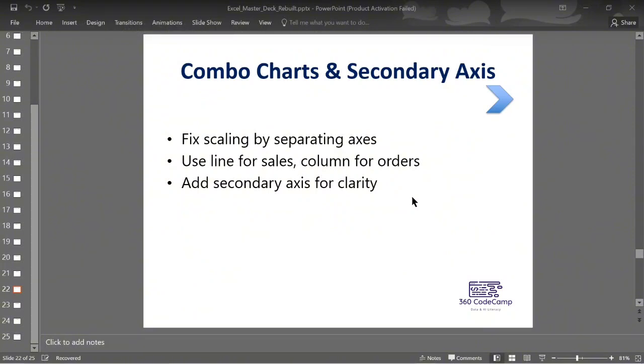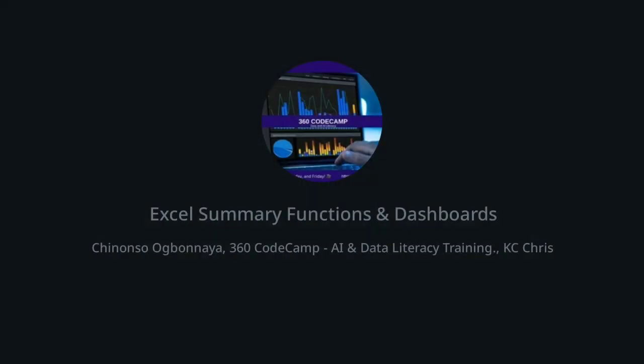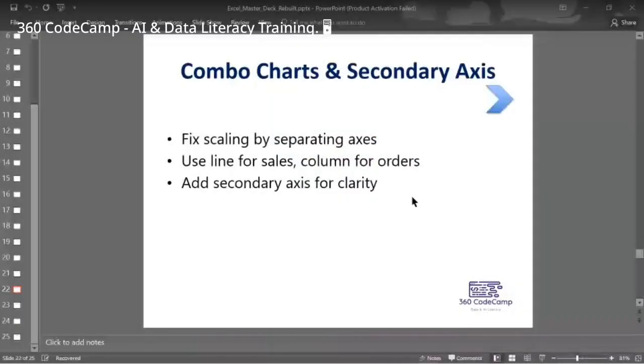So we have just done the combo chart, right? We fix the scaling by separating the axis. Then we use line for sales total, okay? Then column for the others. Then we add the secondary axis for priority, right? We have done that. Then we need to add a trend line, okay?